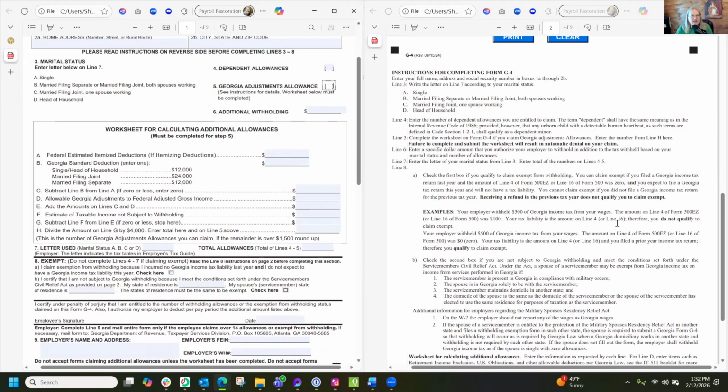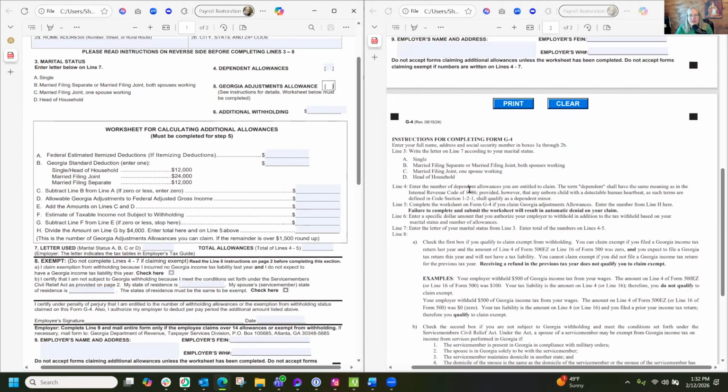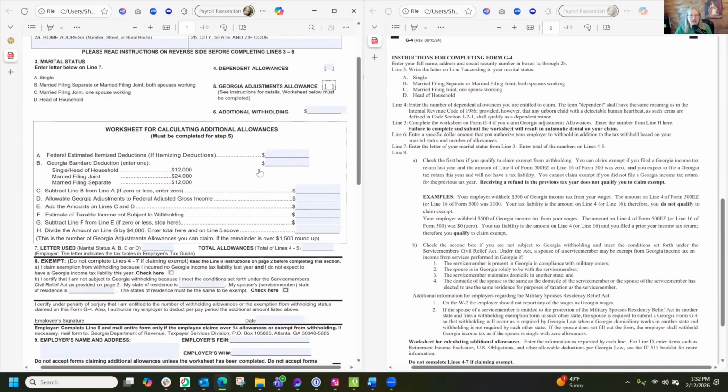So you'll check... why does this say check a box? Oh, that's line 8. You know what? Normally they have examples and more instructions on how to fill out the worksheet, but it doesn't look like this one has more instructions on filling out the worksheet.